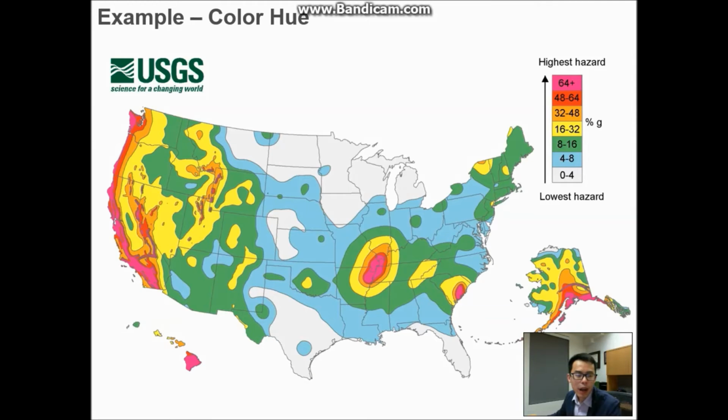And the color hue is also used for mapping quantitative data, such as the level of risks or hazards. And I personally believe this is an earthquake map. As you can see, the Madrid Fault in this area, and California is also highly risky in regards to earthquakes.